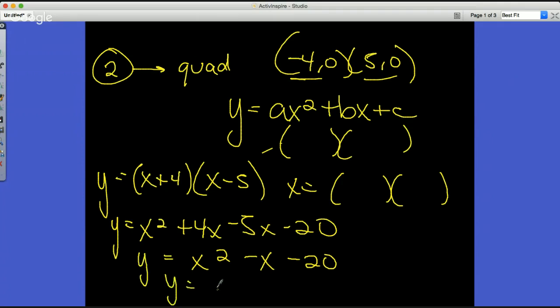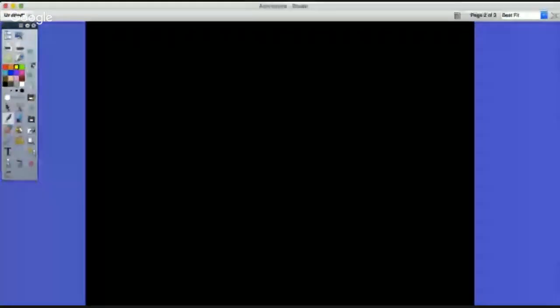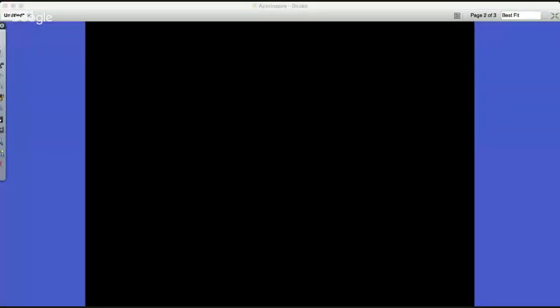Now, if I came up with another quadratic, I would have a negative on the outside, which would be negative, parentheses, x squared minus x minus 20, which I could leave or I could distribute, depending upon what floats your boat. But that's all I'd be looking for on question number 2.